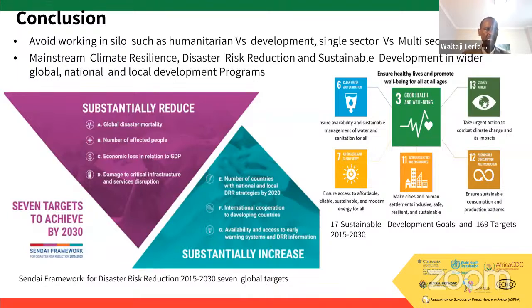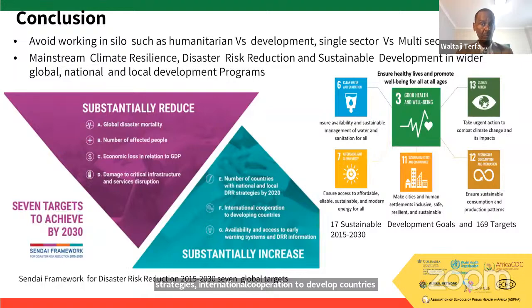For example, global disaster mortality reduction, reduction in the number of affected people, and reduction in economic loss in relation to the GDP, reducing damage to critical infrastructure and service disruption. We mentioned this in the biological, structural, and economic factors. And then the other ones are the number of countries with national and local disaster strategies, international cooperation to developing countries, and availability and access to early warning systems and disaster risk reduction information. You see, in the role we have already mentioned.